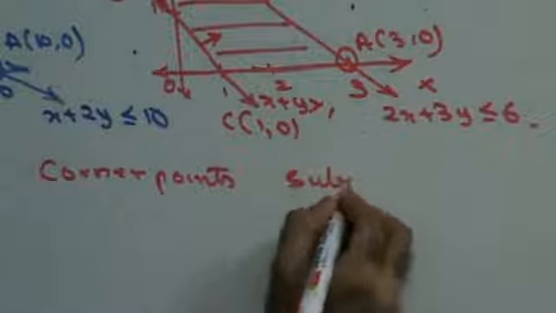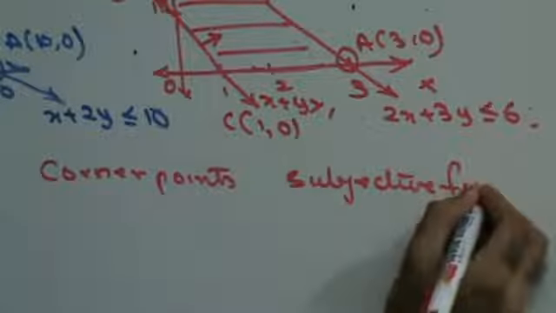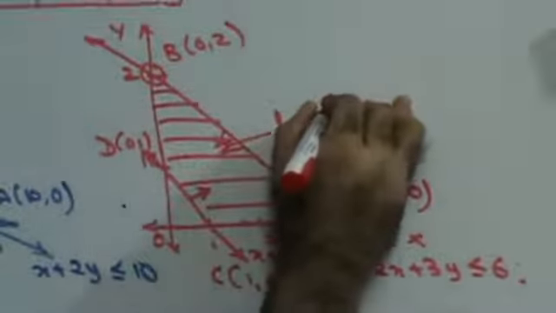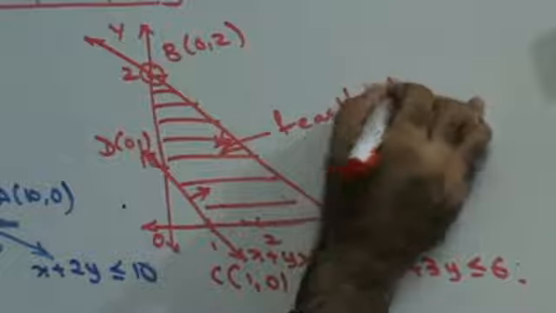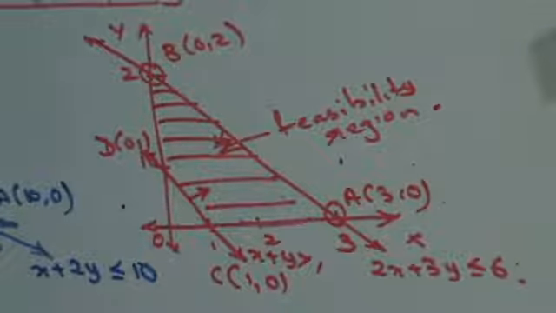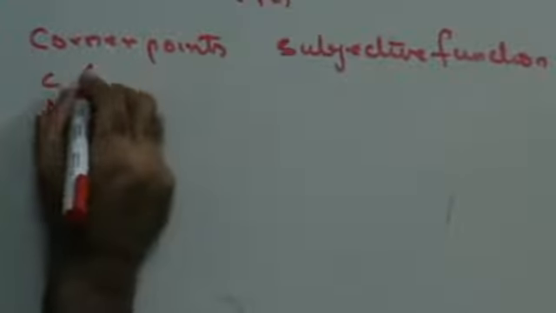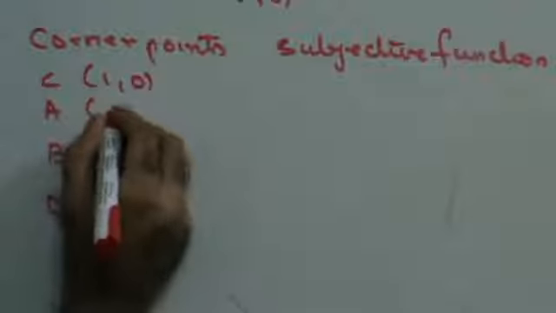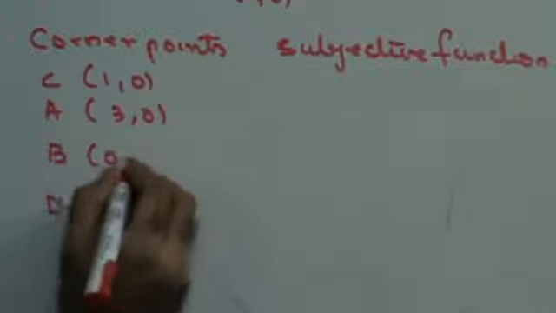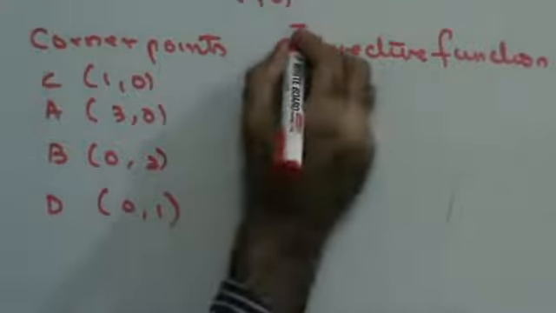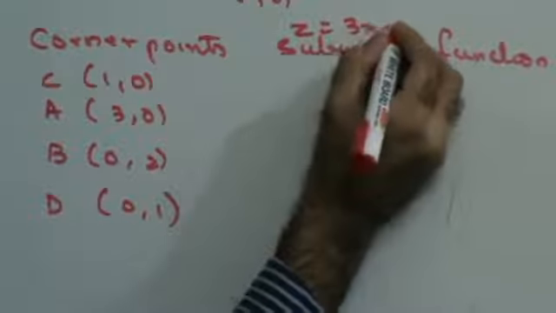and objective function. Corner points are the corner points of your feasible region. This is your feasible region. Your feasible region is going to be C, A, B, D. C is (1, 0), A is (3, 0), B is (0, 2) and D is (0, 1). Objective function Z = 3x + y.